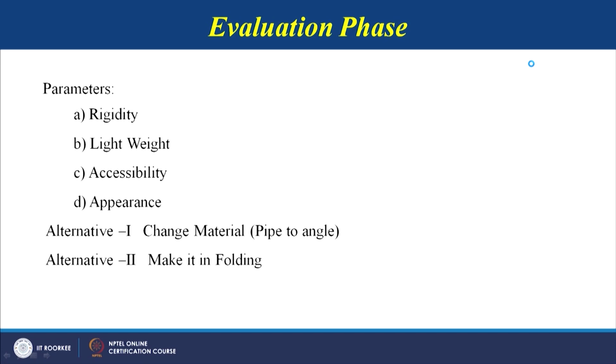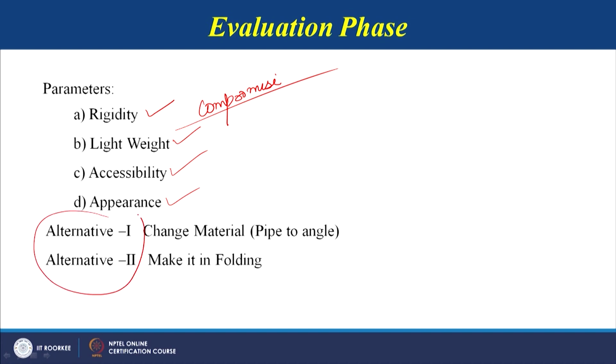for evaluation of these ideas: rigidity, since we cannot compromise on the rigidity of the computer table. There has to be no compromise of rigidity, it must be light in weight, accessibility must be good, and appearance must also be good. The 2 alternatives taken for further analysis are: change the material, so from pipe we can change to angle and make it folding.